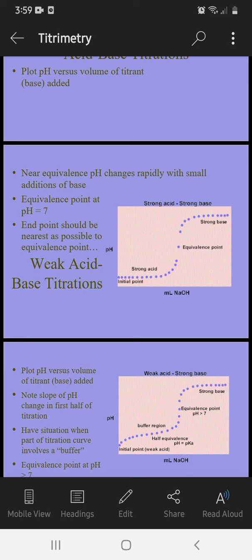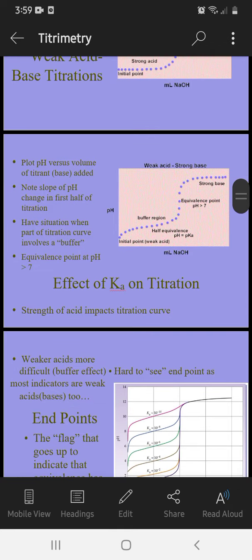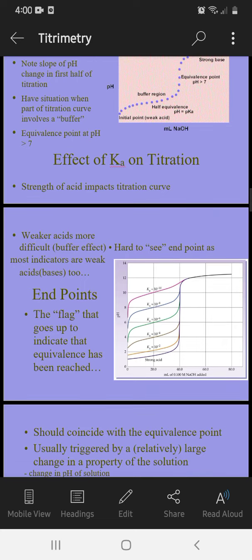Weak acid-strong base titrations. This is the graph of pH versus ml of NaOH, compared with strong acid, strong base. Plot pH versus volume of titrant base added. Note the slope of the pH change in the first half of the titration. Part of the titration curve involves a buffer. The equivalence point pH is greater than 7.